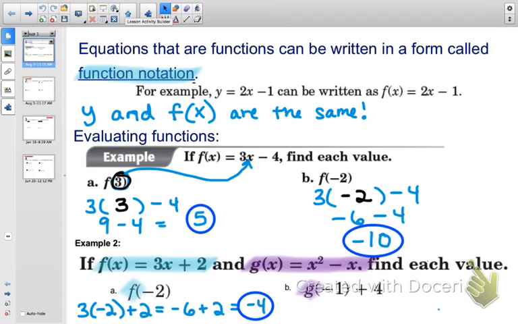Part B is a little more confusing because this time we have two x's, and then we have to add 4. So I use parentheses where I see an x, and then plus 4 at the end. So I have x squared minus x plus 4.